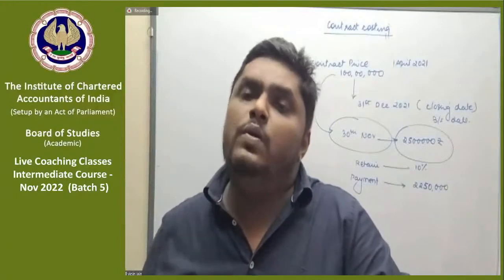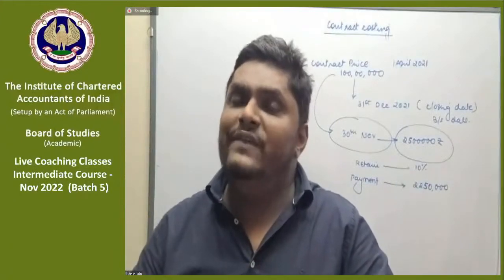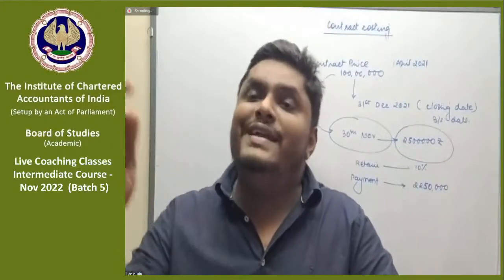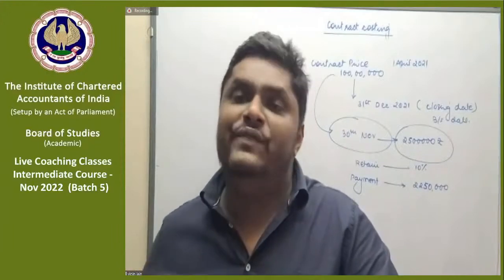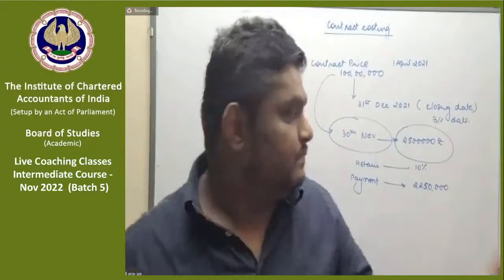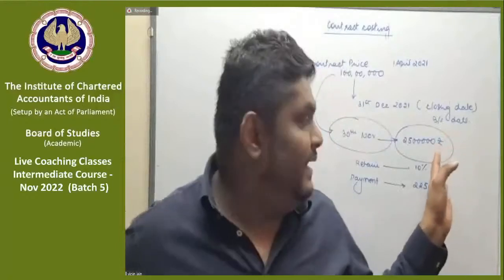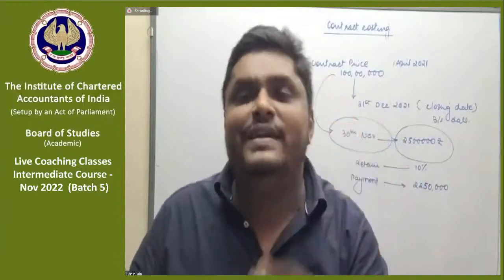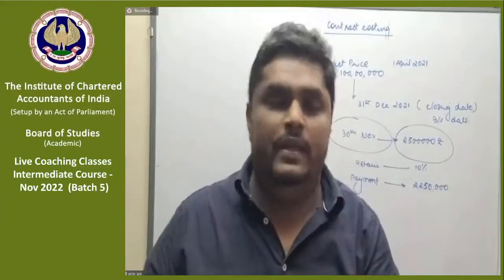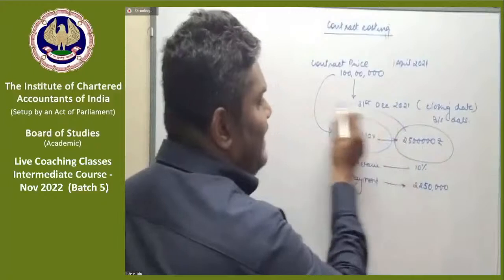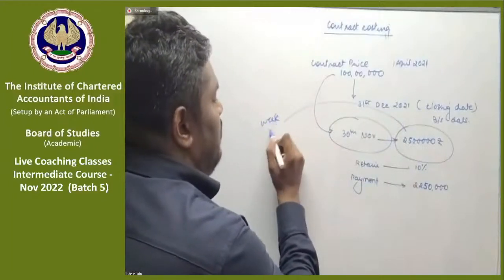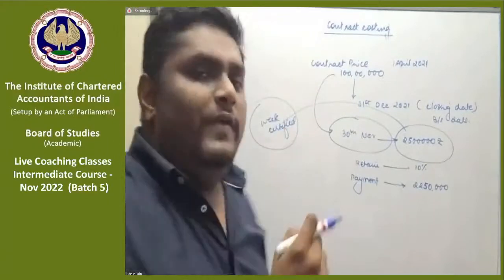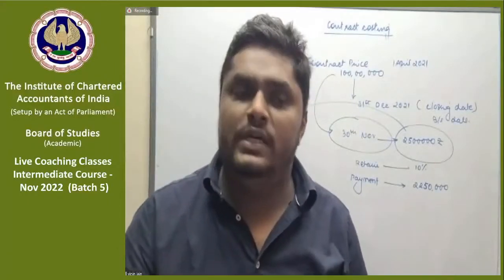So what is work certified? The part of the work done for which the contractee's architect has issued a certificate is work certified. Generally, the payment is made to the contractor only on the basis of work certified, after deducting a certain amount known as retention money. So 25 lakh is my work certified, for which the contractee's architect has issued a certificate.